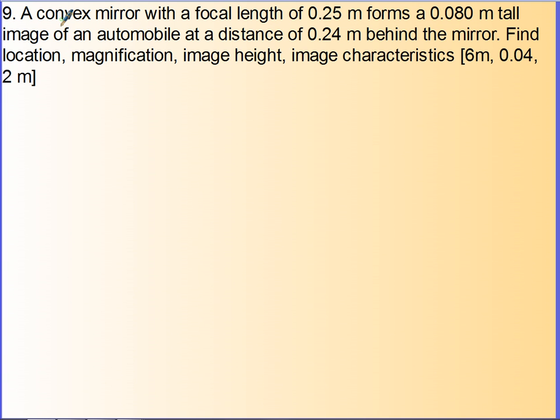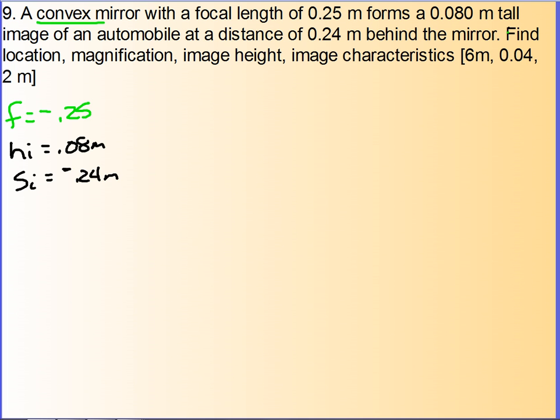A convex mirror with a focal length of 0.25, so the focus is negative 0.25, forms a 0.08 meter tall image of an automobile at a distance of 0.24 meters behind the mirror. So the height of my image is 0.08 meters, and the image distance is 0.24 meters, and it's behind the mirror, so that's going to be negative.